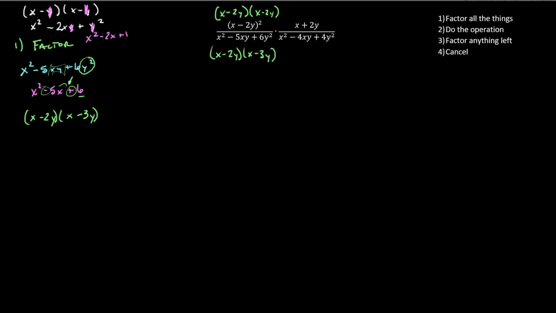Still on the first step here. So now I've got this x squared minus 4xy plus 4y squared. We're going to utilize this same technique. I'm just going to go ahead and eliminate the y's, leaving me with x squared minus 4x plus 4. And then I'm going to go ahead and factor this down.